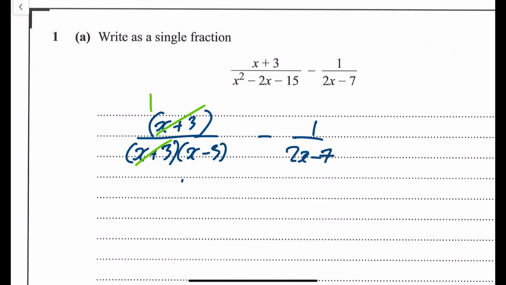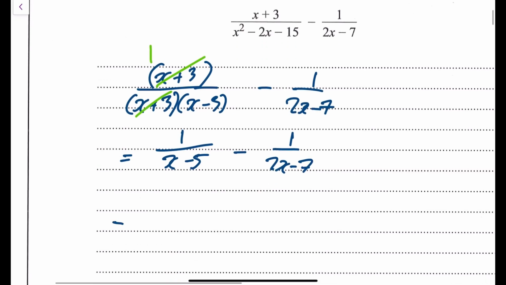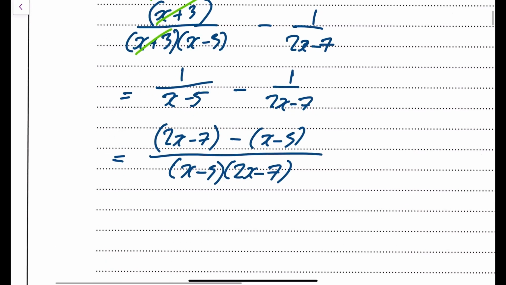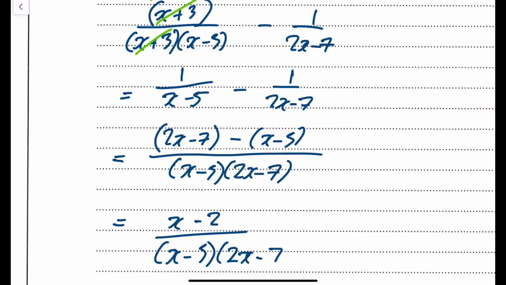So really what you've got now in your next line is 1 over x minus 5, then minus 1 over 2x minus 7. So take a common denominator of x minus 5, 2x minus 7, and then the top line is going to be 2x minus 7, and then minus x minus 5. We sort out that top line: 2x minus x would just be x, minus 7 plus 5, which is just minus 2. And then that is just over x minus 5, 2x minus 7. That's all we can do there.